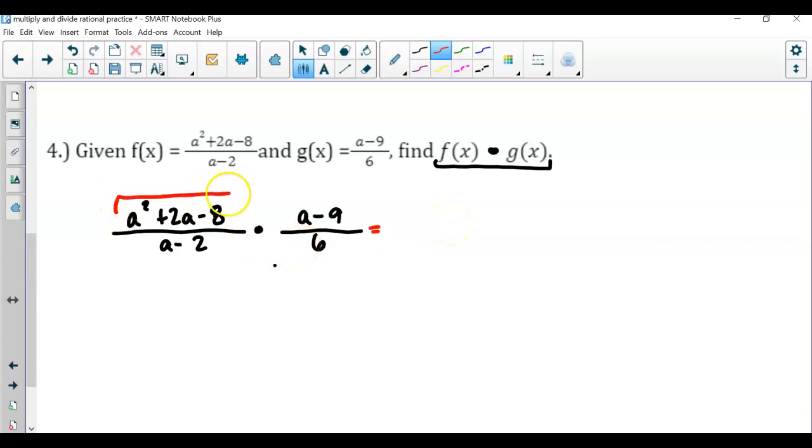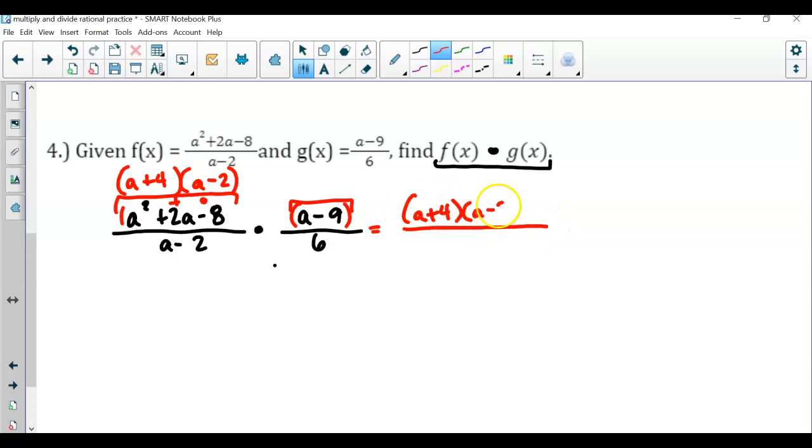But first, let's factor. First, we have our trinomial and a is 1. I'm going to go straight to my parentheses. What two numbers multiply to get negative 8, but add to get 2? Positive 4 and negative 2. Then here, that's just a minus 9, not a squared minus 9, just a minus 9. So I cannot factor this. This stays as a minus 9. So when we multiply, let's leave everything in factored form and then times a minus 9.